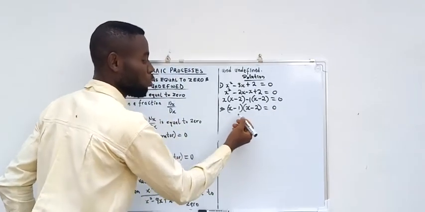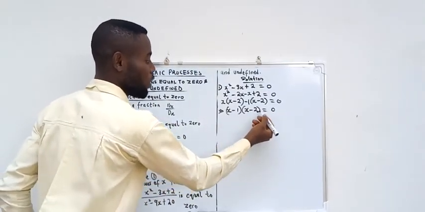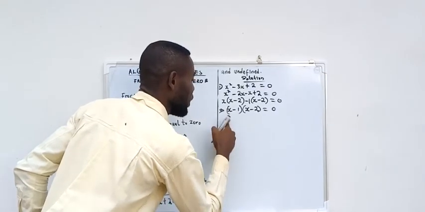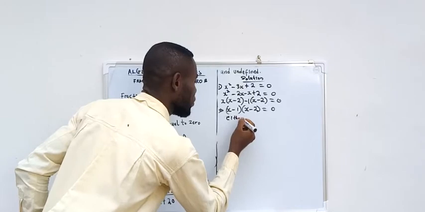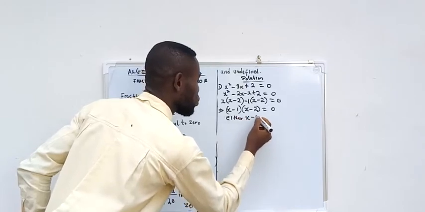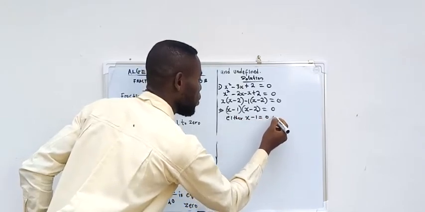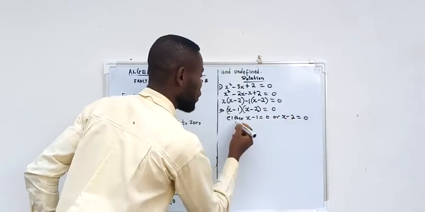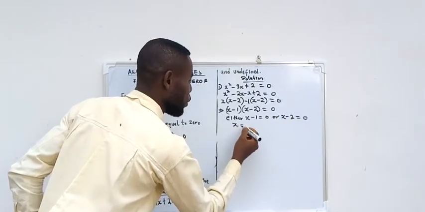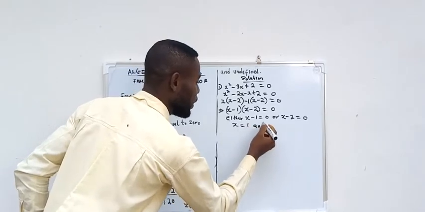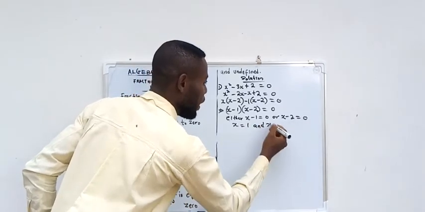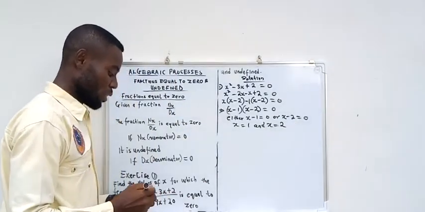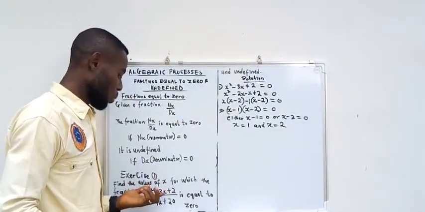What are the roots or the solutions of this equation? Either x minus 1 equal to 0 or x minus 2 equal to 0. For this one, x is equal to 1, and for this one, x is equal to 2. So this is the solution of the problem.